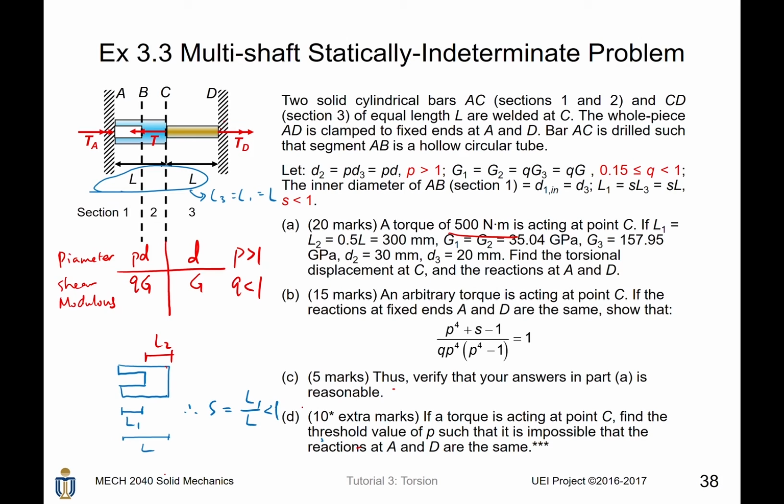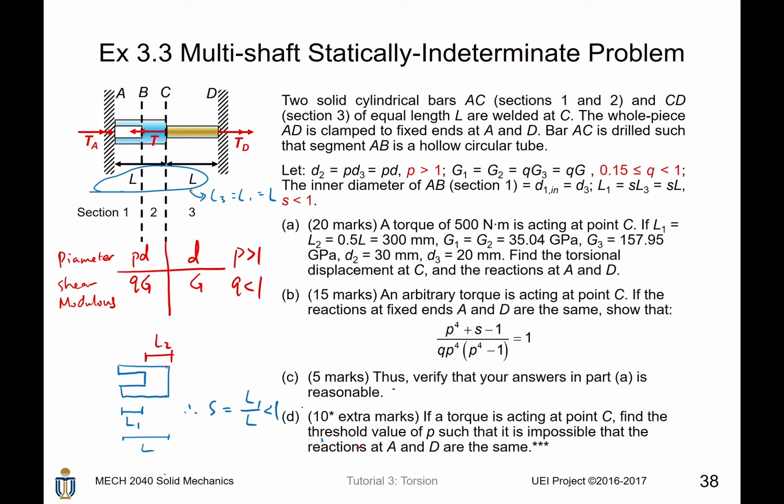Besides, G1 equals G2 equals 35.04 gigapascals. So it is the material property of G1 and G2. G3 equals 157.95 gigapascals. The material property of the brown bar is much stronger than that of G1 and G2. Given that the diameter of the blue bar is 30 mm, that is also the outer diameter of the hollow circular segment, D3, which is the diameter of the stronger brown bar, is given as 20 mm.